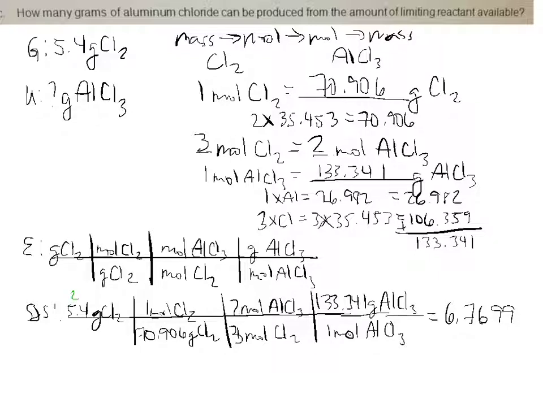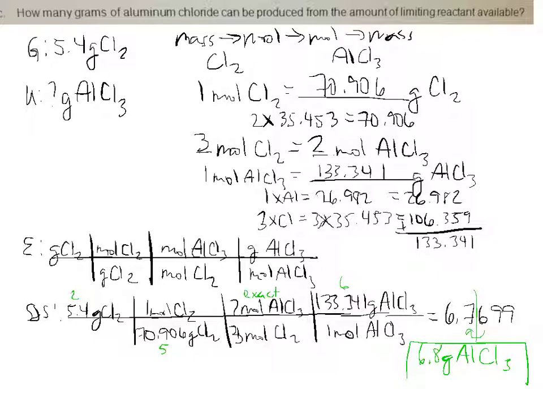And then the last step is to do our significant digits. So we have 2 in our given. We have infinite here. These are exact, remember, they're mole to mole ratios. And then we have 6 in this other mass. So our answer needs to go with our given, which is 2. The 6 rounds the 7 up, and this becomes 6.8 grams of aluminum chloride can be made. And that is how you do a limiting reactant problem.